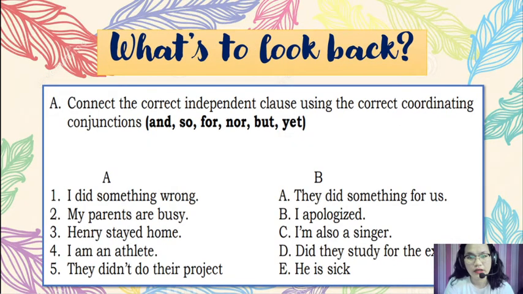Let's have your second game for this day. What I want you to do is to connect the correct independent clauses using the correct coordinating conjunctions: so, for, nor, but, and yet. This will serve as your activity, and I will be giving you 5 minutes to finish it. So you have the luxury of time, and definitely after this you can have it finished.